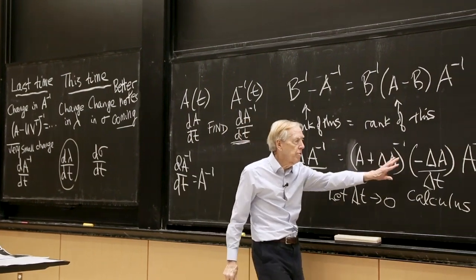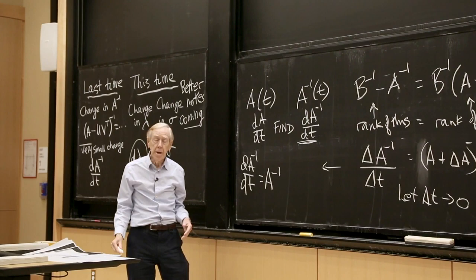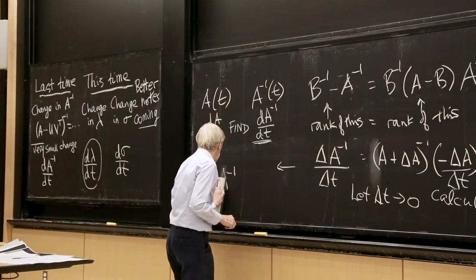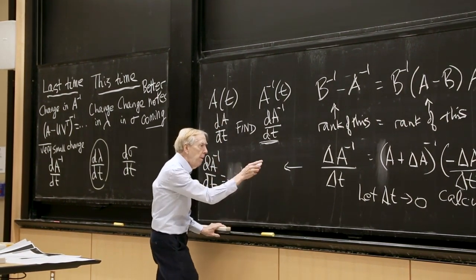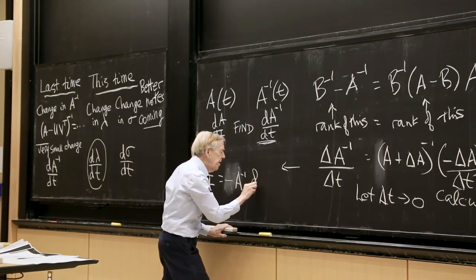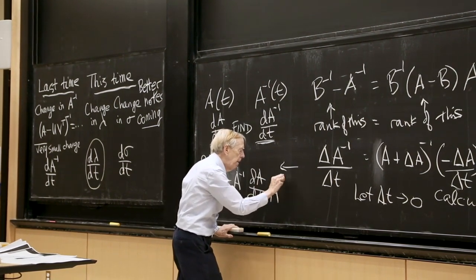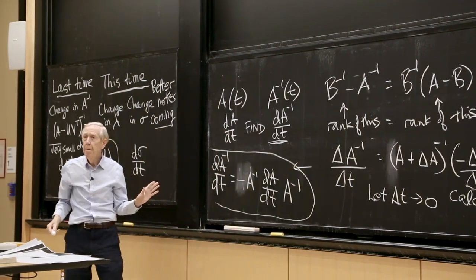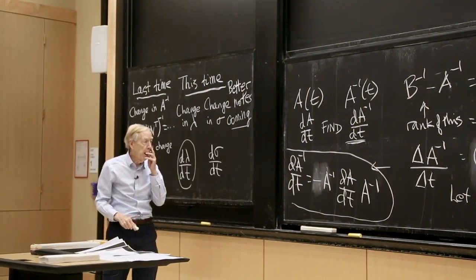And what does this approach as delta t goes to 0? dA dt with that minus sign. Oh, I've got to remember the minus sign. The minus sign is in here, so I'm bringing out the minus sign. And then this was A inverse, as we had, and that's dA dt. And that's A inverse. That's our formula. A nice formula, which sort of belongs in people's knowledge.